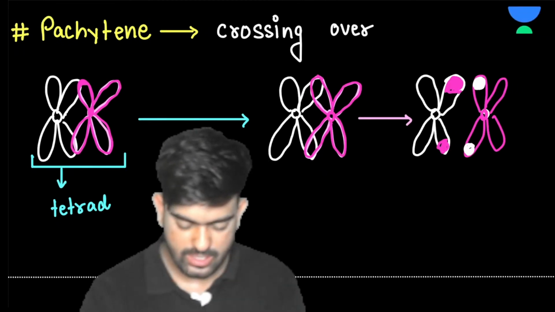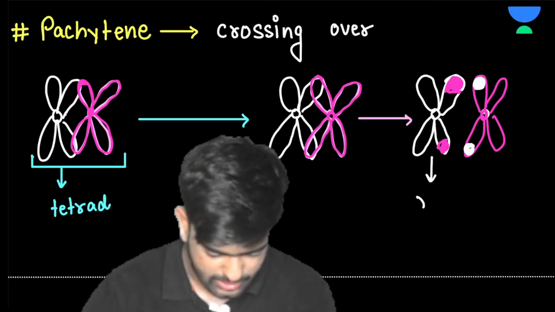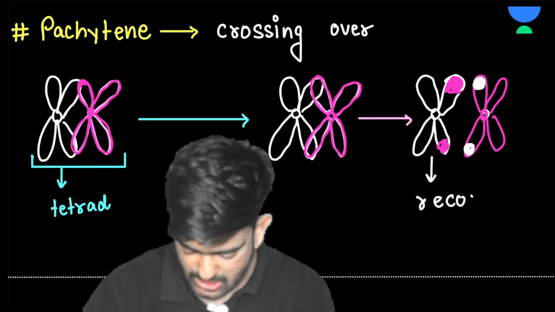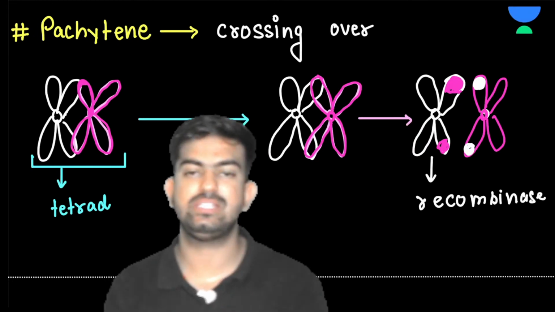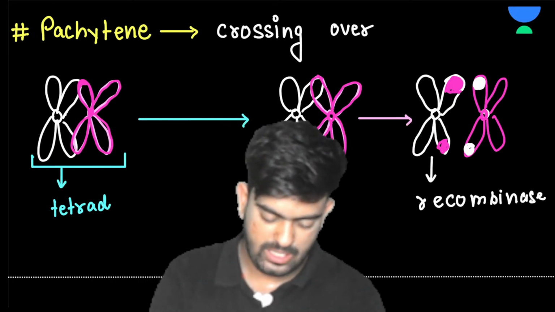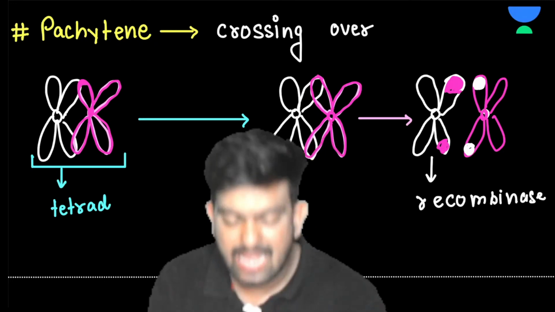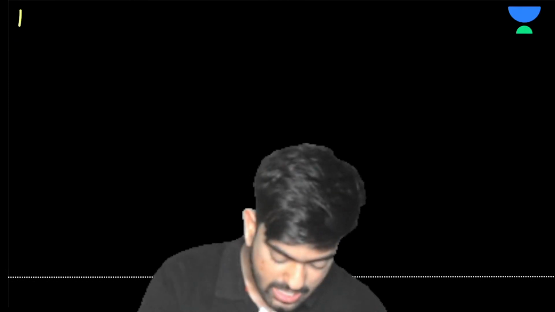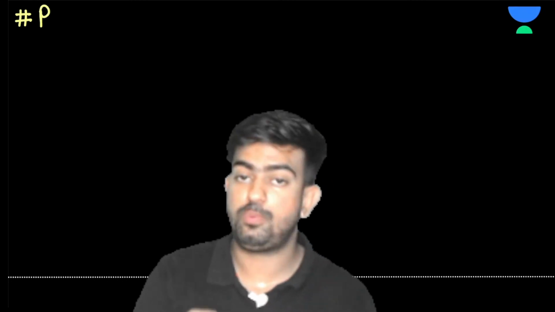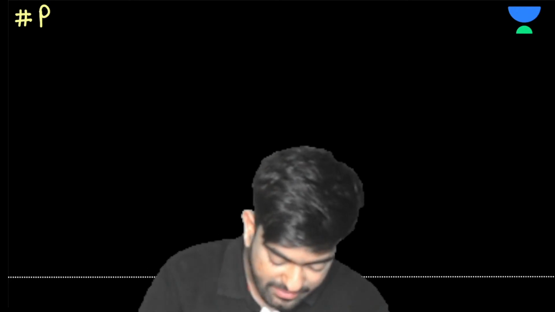So the enzyme used here is the recombinase enzyme. We are going to use the recombinase enzyme. Now what else is happening in pachytene? Let us understand everything, because questions can come from these points. These are very hot topics. In meiosis, questions would come about crossing over, pachytene, tetrad and bivalent. They are very hot topics.